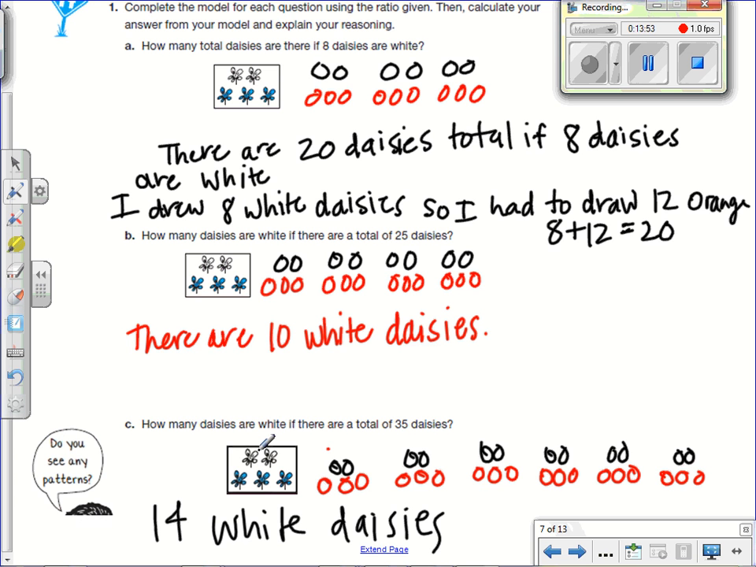Remembering that 2 out of every 5 are white, therefore 2, 4, 6, 8, 10, 12, 14 of these flowers would be white. You need to make sure that you've explained how you figured this out in words. Basically, we used the ratio that we were given and we reproduced it until we had what we needed.